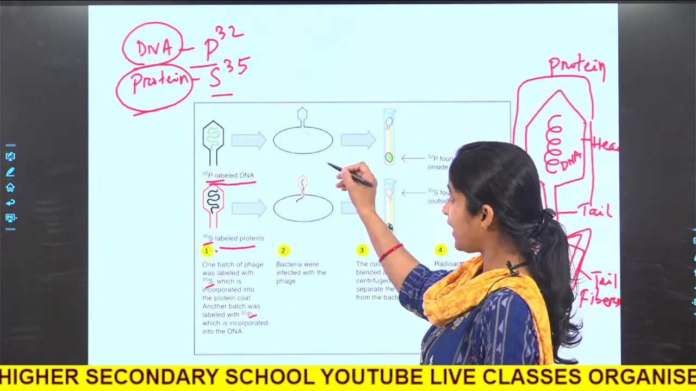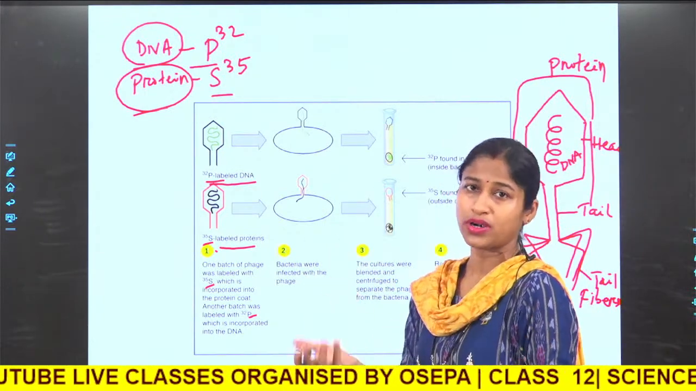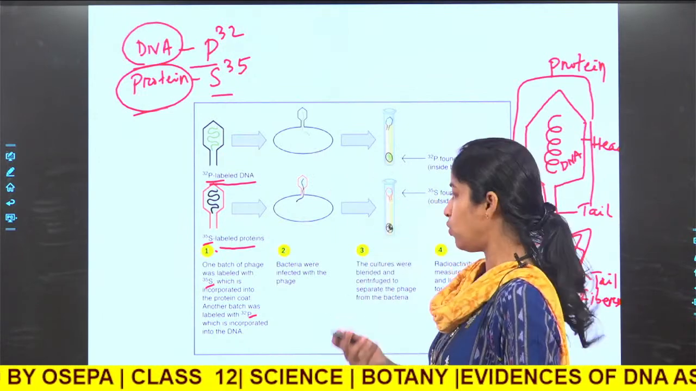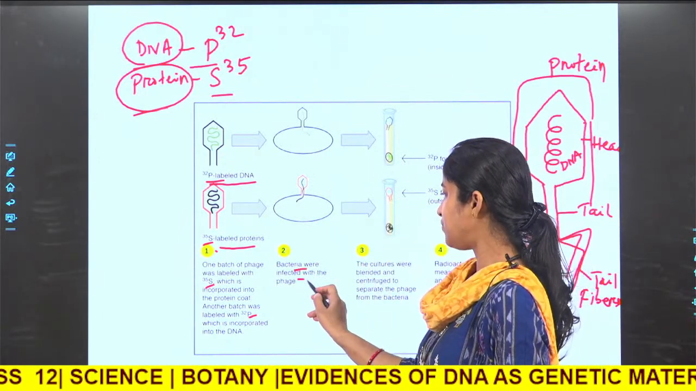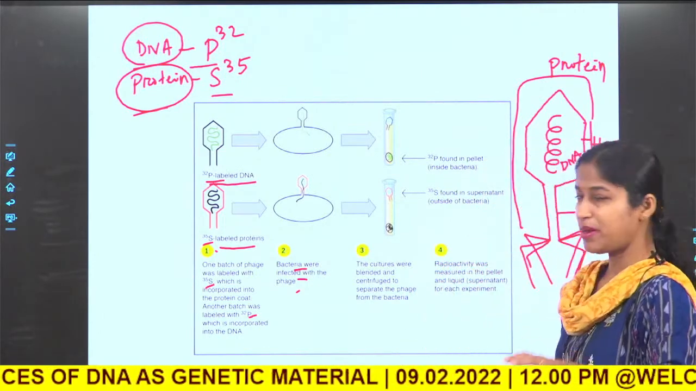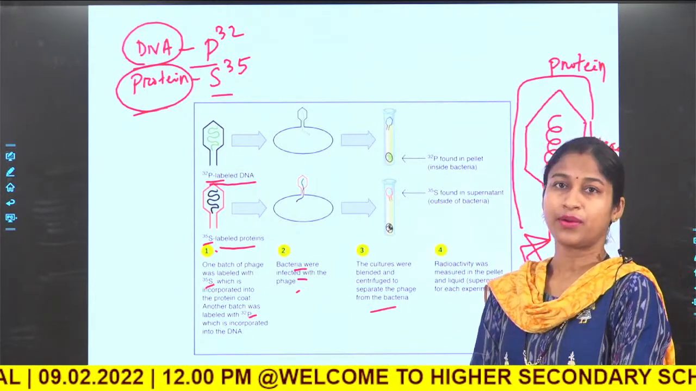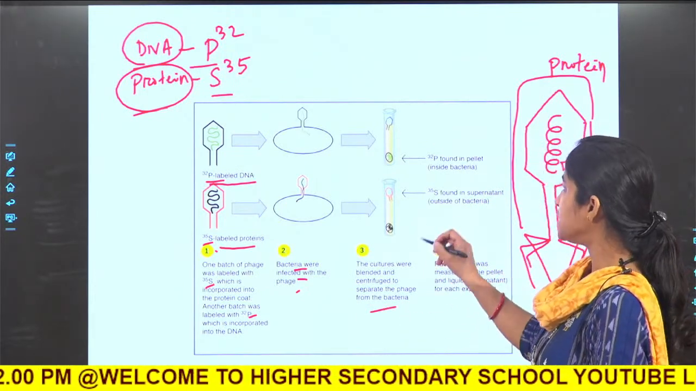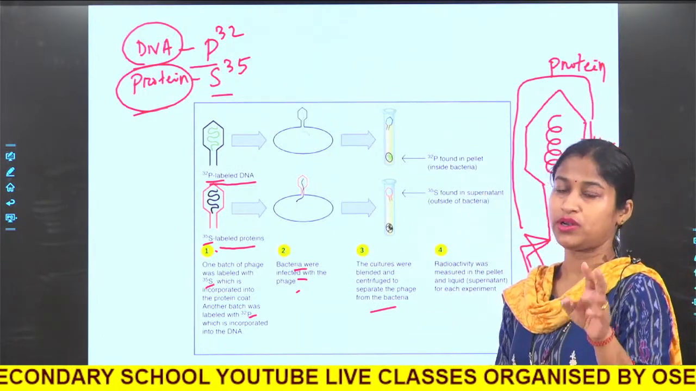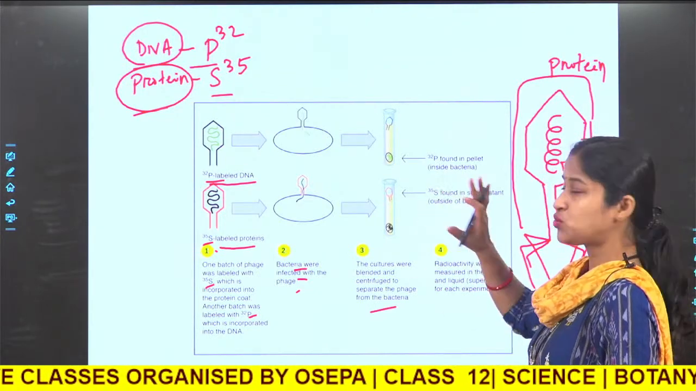Now, as we know, something goes into the host cell, but we do not know what goes into the host cell. It might be DNA, it might be protein, we do not know. Now, bacteria were infected with the phages. Then after that the cultures were blended and centrifuged to separate the phages from the bacteria. Now, when they are centrifuged, they found two components, one in the pellet region and the other in the supernatant.